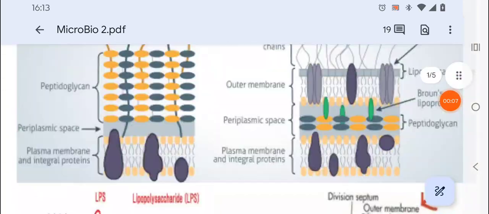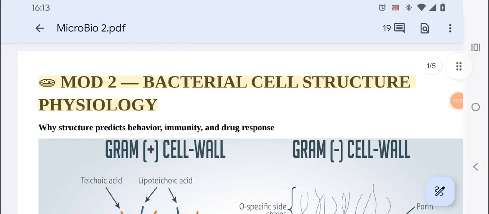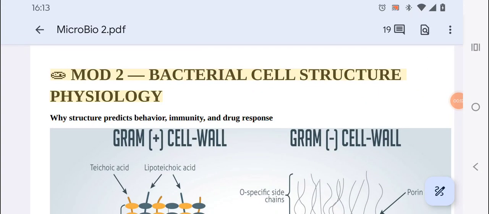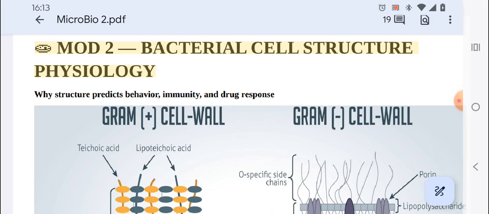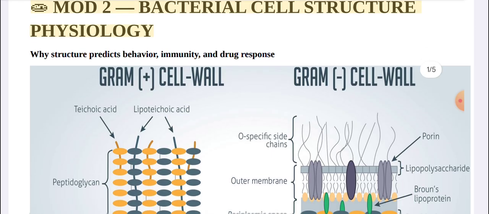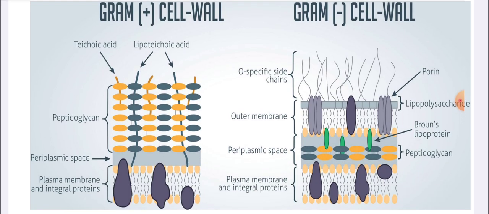The listener needs to hold on to this today: structure predicts behavior. Exactly. We aren't just memorizing parts of a cell for a test. We are looking at how the physical layout of a bacterium, its walls, its motors, its sensors, determines exactly how it attacks us. And, conversely, how that same structure dictates whether our medicines will destroy it or just bounce right off. It's the ultimate form versus function discussion.